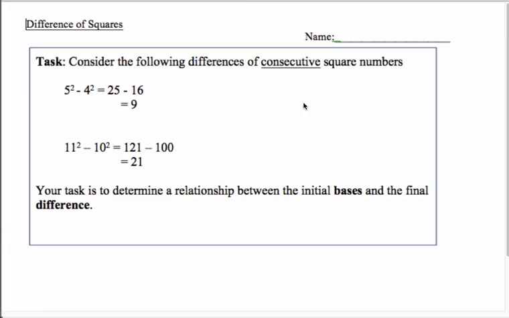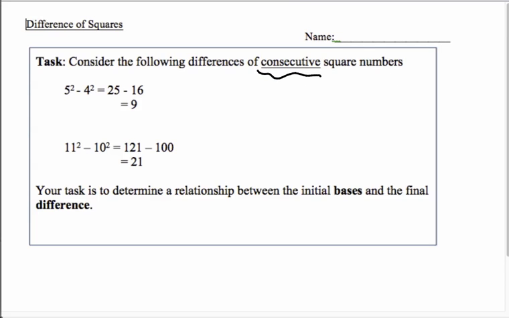Alright, so right now we're going to look at exactly what the question is asking us. Then we're going to find a rule, verify it, and justify it. So the task here is to consider the following differences of consecutive square numbers.